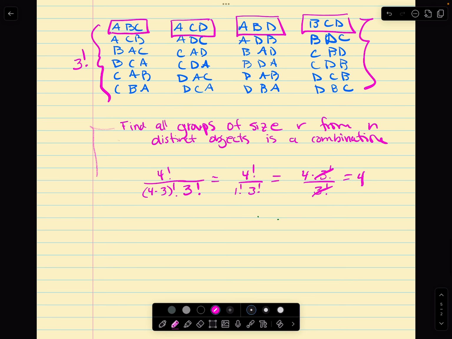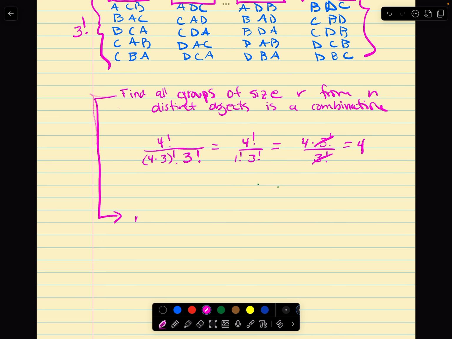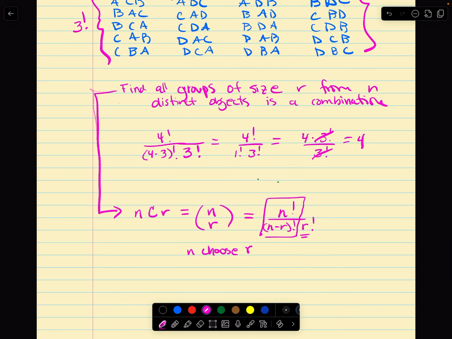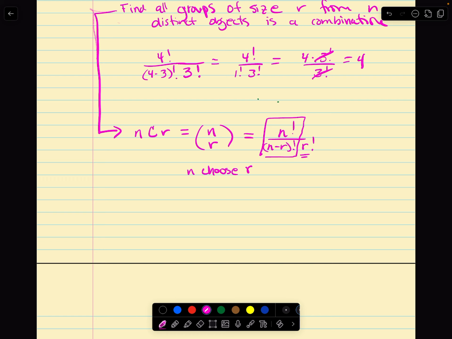So a combination of n distinct objects taken r at a time, we write nCr instead of nPr for a permutation. More commonly, we write n choose r. We say n choose r. And it is going to be, starting with our permutation, n factorial over (n minus r) factorial, that's our permutation right here. And then we're dividing out all of the permutations of each group. And that's a combination. So you want to ask yourself, in general, whether order matters or order doesn't matter.